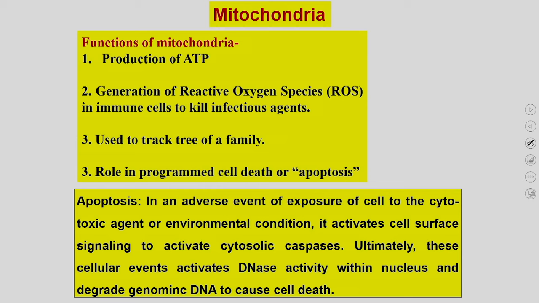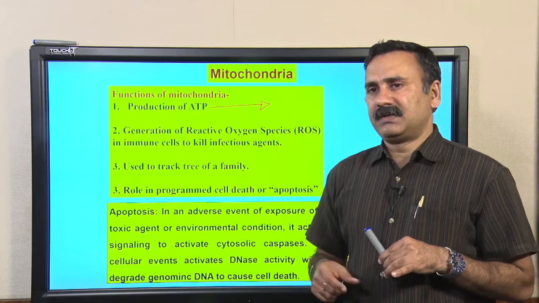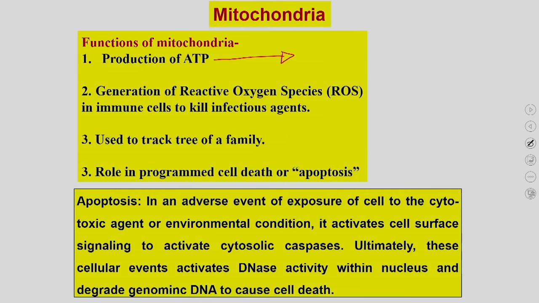Okay, so let's continue. What are the functions of mitochondria? The foremost function of the mitochondria is to play a role in the production of ATP. Then the mitochondria is also a site important for generating free radicals, and these free radicals, or reactive oxygen species, are known in the immune cells to kill infectious organisms.